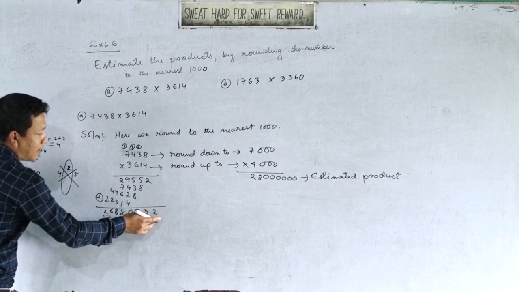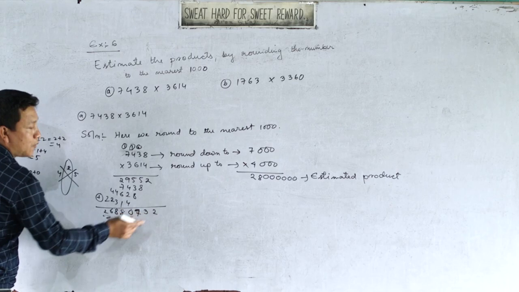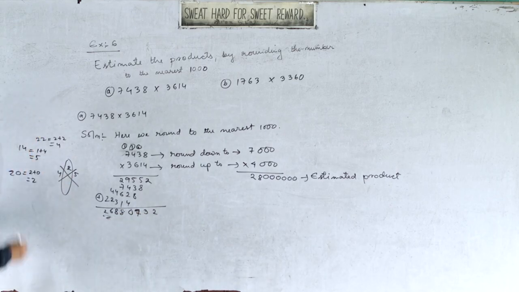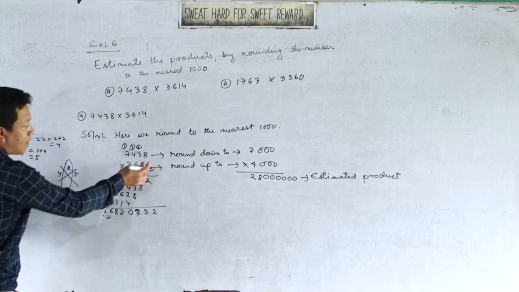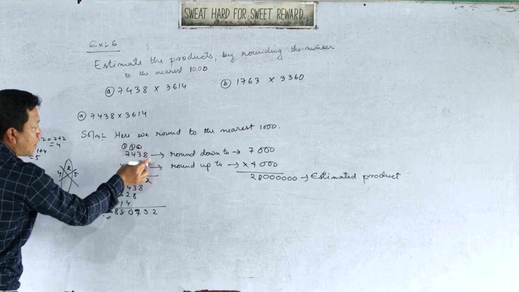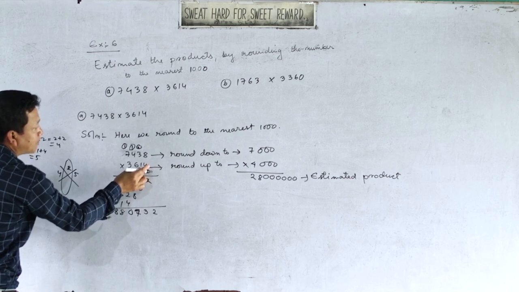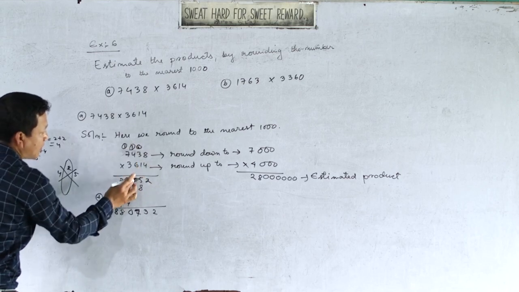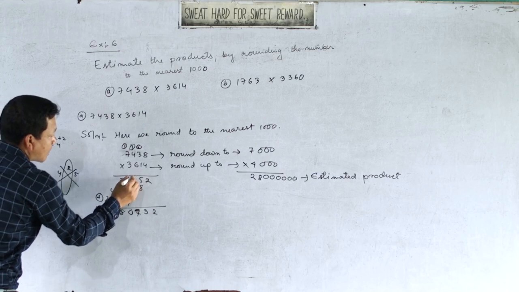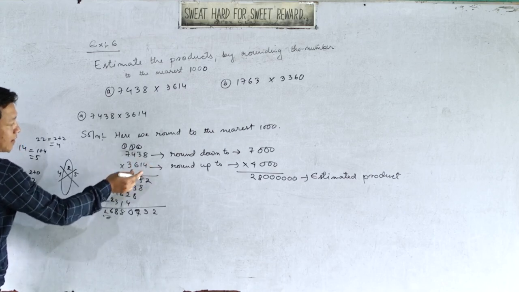34 plus 2, 36. 36. 9. Then 3 2s are 4 8s are 32. 3 carry. 12, 15, 1 carry. 16. 4 4s are 16. 1, 17. 4 7s are 28, 29.